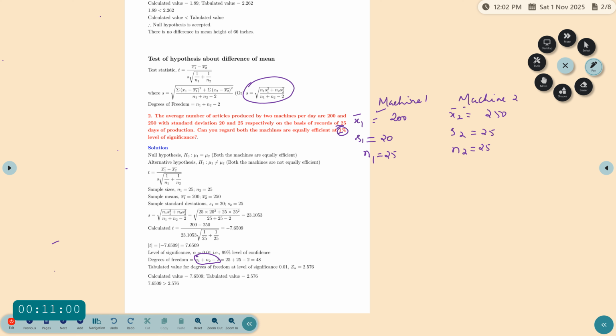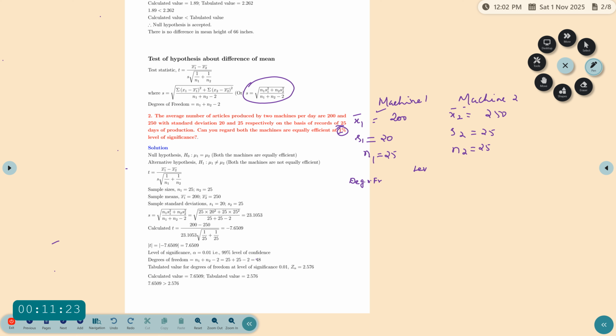So n1 plus n2 minus 2 is 25 plus 25 minus 2, which is equal to 48. So to check the tabulated value, the degrees of freedom in the T table will be given to you separately. Degrees of freedom will be on the left side, at the top.